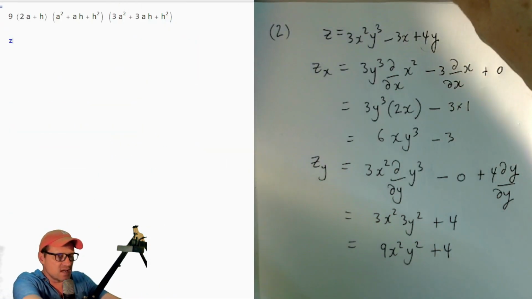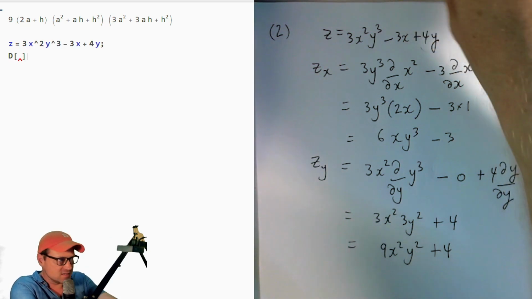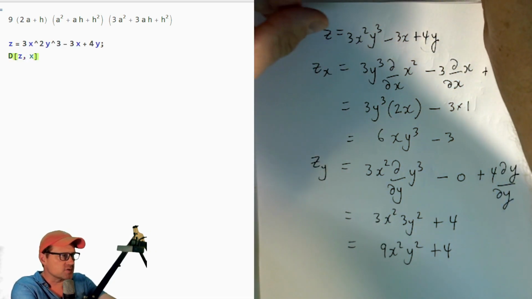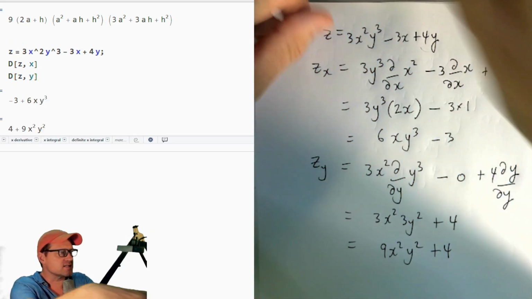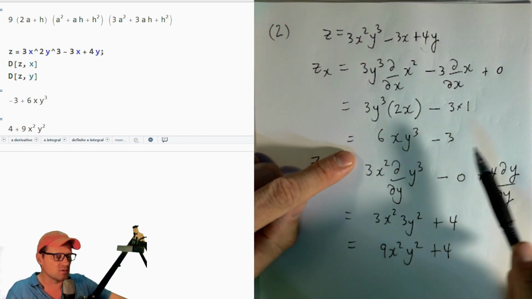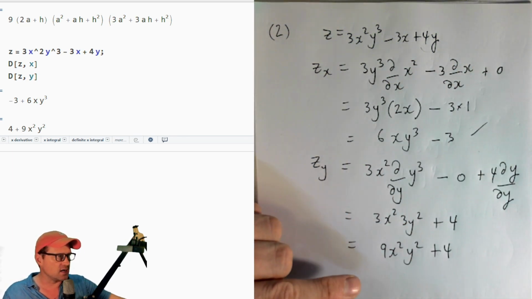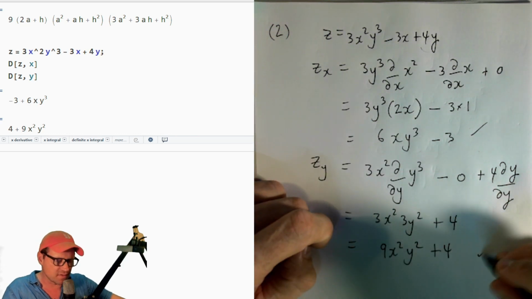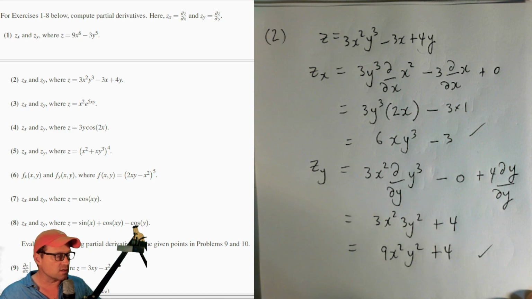Okay, so now let's get Mathematica to check both of those. So I'll enter z into memory symbolically. All right, and then I use uppercase D, differentiating with respect to x, uppercase D, differentiating z with respect to y. Let's see what we get. So for the first one, it gives 6xy cubed minus 3, so that's correct. The second one is 9x squared y plus 4, so that's correct. Okay, great. So moving on to question 3.